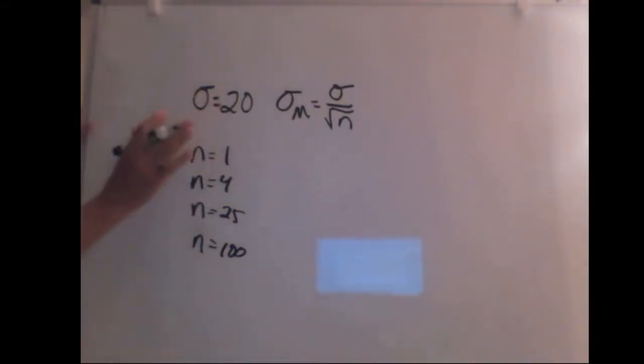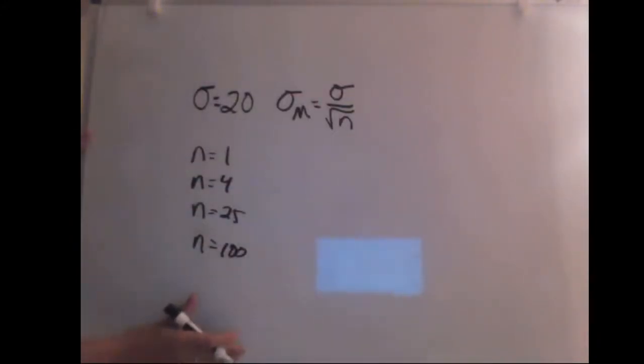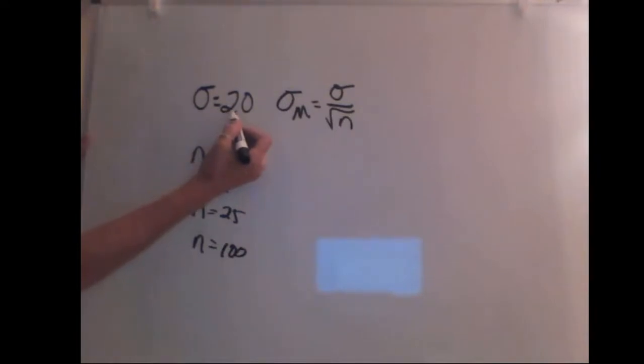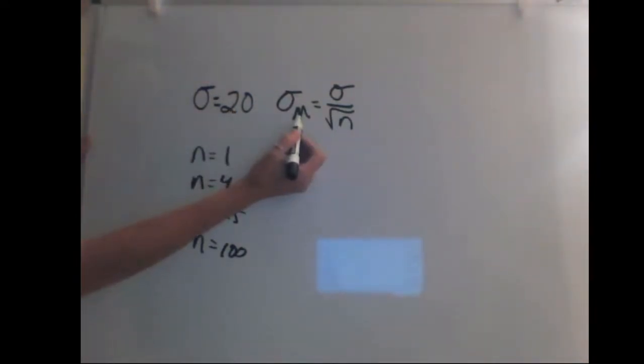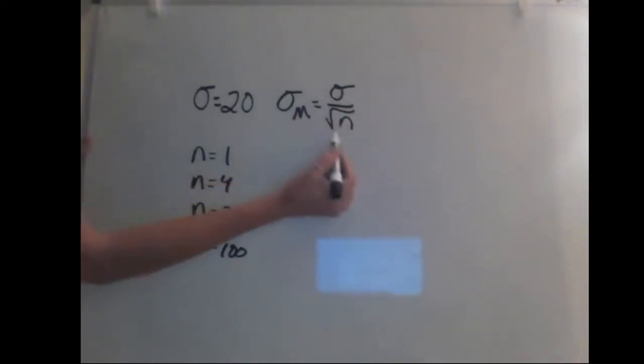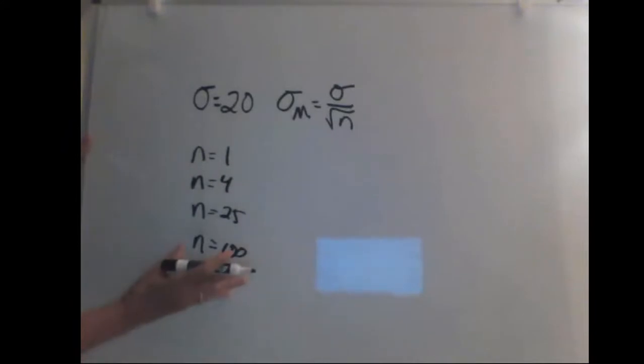So for this first learning check, we have everything we need on the board. We knew that the standard deviation of the population is 20, and the formula for standard error of the mean is the standard deviation divided by the square root of n. So we can do this very easily for all of these.